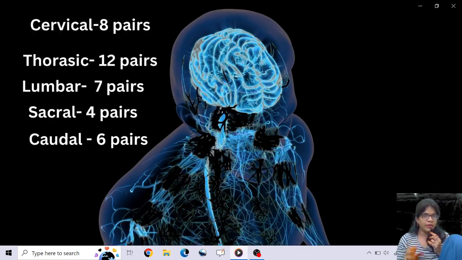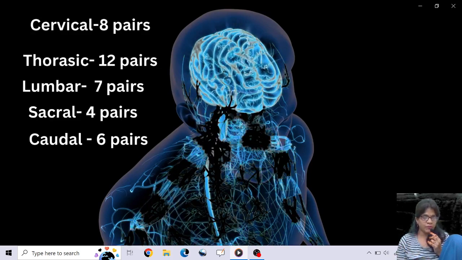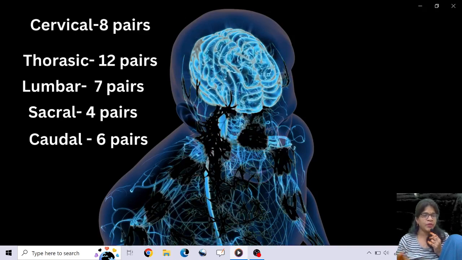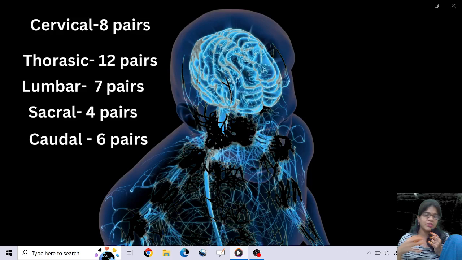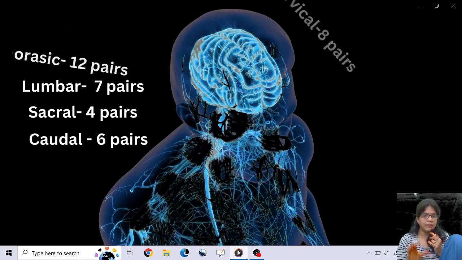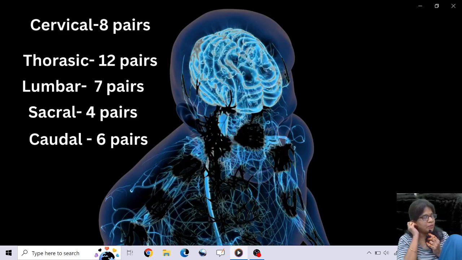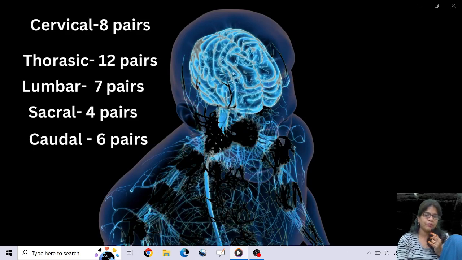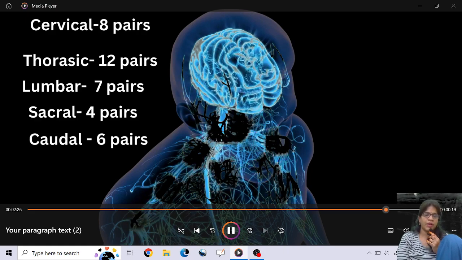The cervical part is supplied with 8 pairs of nerves. The thoracic part has 12 pairs, the lumbar part 7 pairs, the sacral part 4 pairs, and the caudal part 6 pairs of nerves. That is how the spinal nerves are supplied to the body parts. You have 37 pairs in total. Please be aware that these questions can be asked in any exam. So that is how the peripheral nervous system acts.